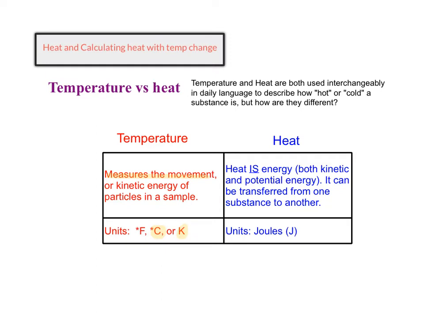I realize on the news you see Fahrenheit. While heat is the energy, so it does have something to do with temperature, but it also contains potential energy. Then the units are joules. So heat is something that's transferred from one thing to another, while temperature is really just taking a snapshot of how fast those particles are moving when you put a thermometer in something.